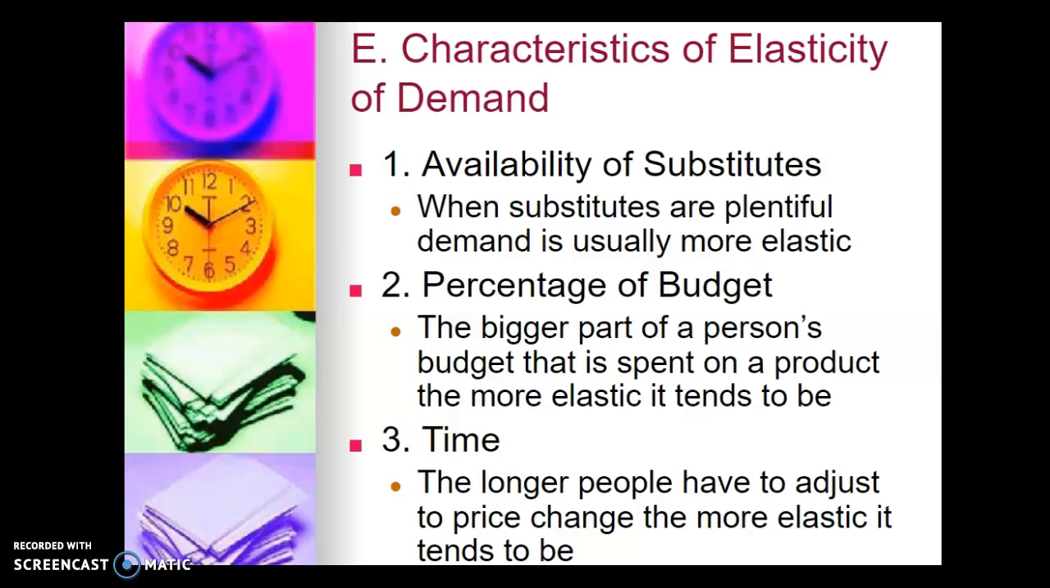Second, percentage of budget. The bigger the part of a person's budget that is spent on a product, the more elastic it tends to be. And third is time. The longer people have to adjust to a price change, the more elastic it tends to be.